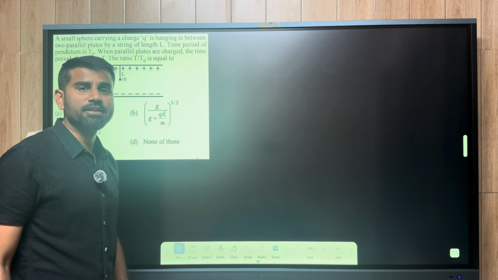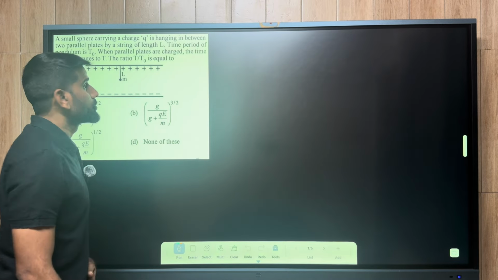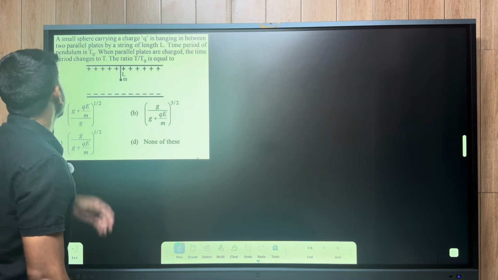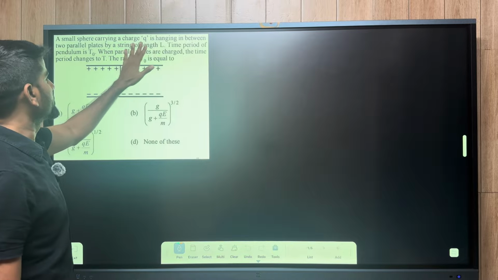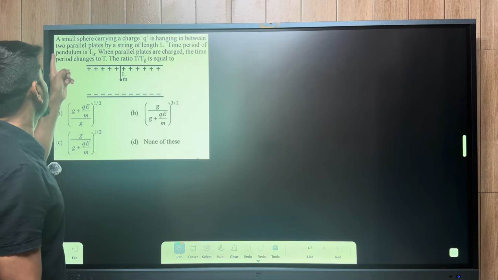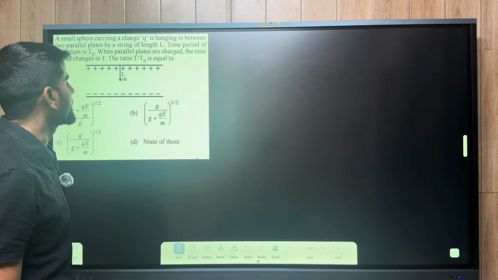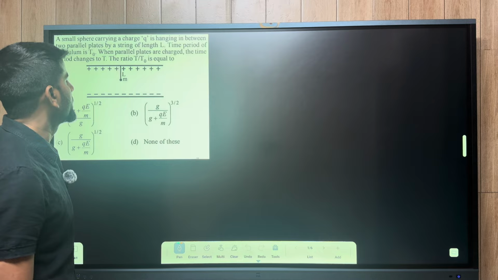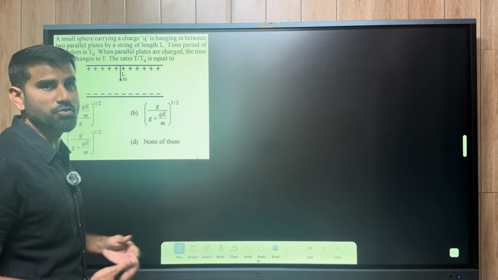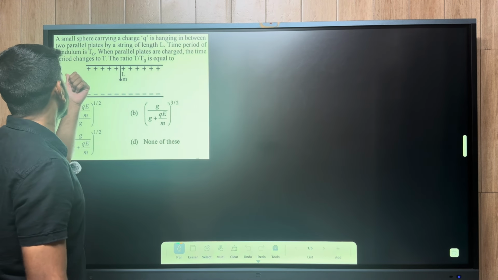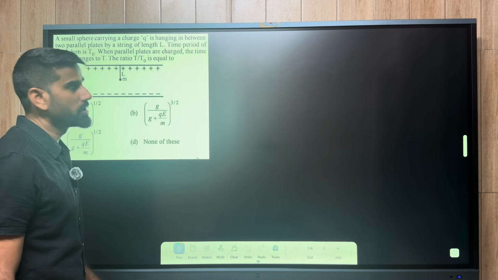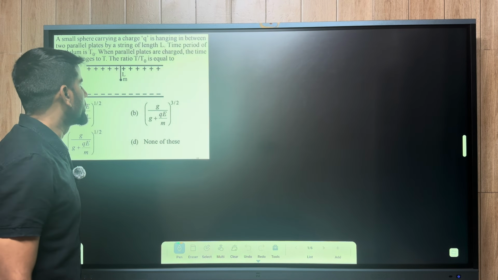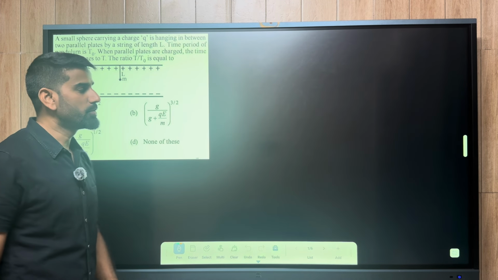Okay, let's look at the first example. I'm going to read out the question first. A small sphere carrying a charge q is hanging in between two parallel plates by a string of length L. The usual time period of the pendulum is T0. When the parallel plates are charged, that means when the source is turned on, the time period changes to T. Find the ratio of T by T0.